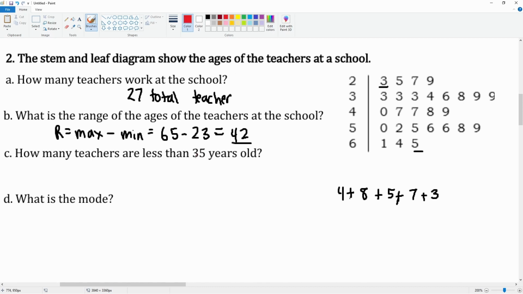How many teachers are less than 35? So we just look at right here. This is 35. And let's see how many are less. 1, 2, 3, 4, 5, 6, 7, 8. There are 8 teachers that are less than 35.